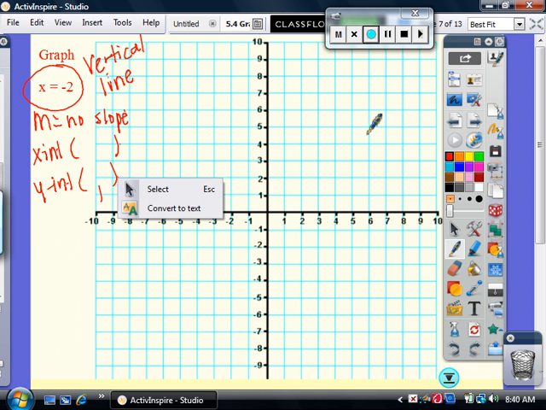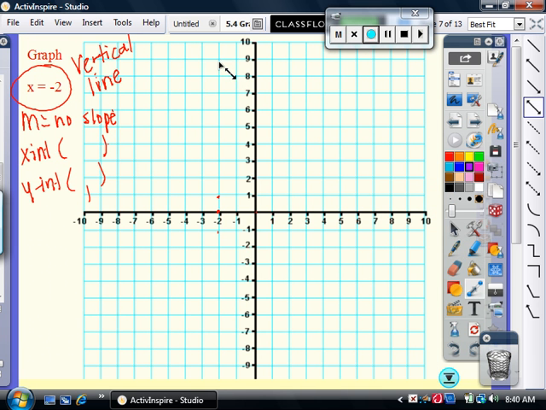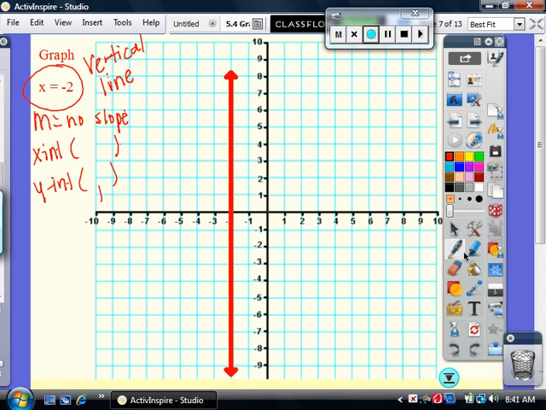Alright, so when you look at x equals -2, that means x is -2. You can go up however many places you want to, but x is -2, and so the vertical line that goes through -2 is right there. Okay? And so what would you say is its x-intercept? Where does it cross the x-axis? Yeah, -2. Where does it cross the y-axis?